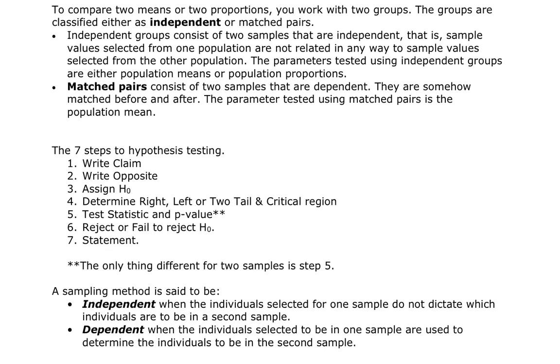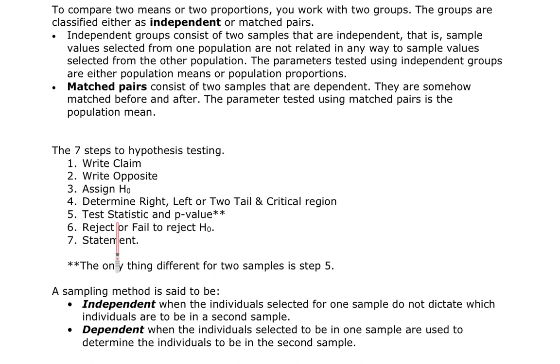Now, since we are doing hypothesis testing, we are going to use the same 7 steps. We're going to write a claim. We're going to write the opposite. We're going to assign what the null or H0 is, the null hypothesis. You're going to determine if it's right, left, or two-tailed, and the critical region. Now remember, we talked about the critical region. That's the region in which we decide to accept or reject the null hypothesis.